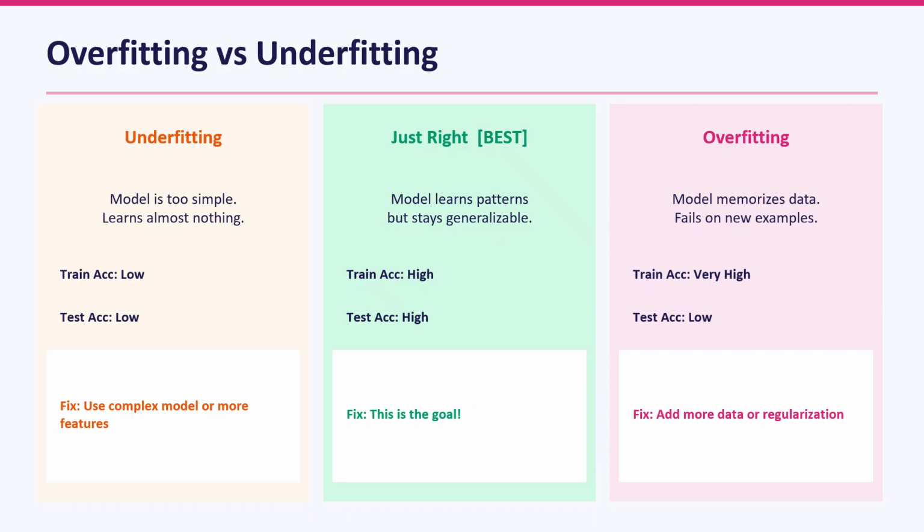Now let's see scenario 2. You memorize every single past exam question word for word, including all the weird trick questions. You score 100% on past papers, but the real exam has slightly different questions and you fail. That's overfitting.